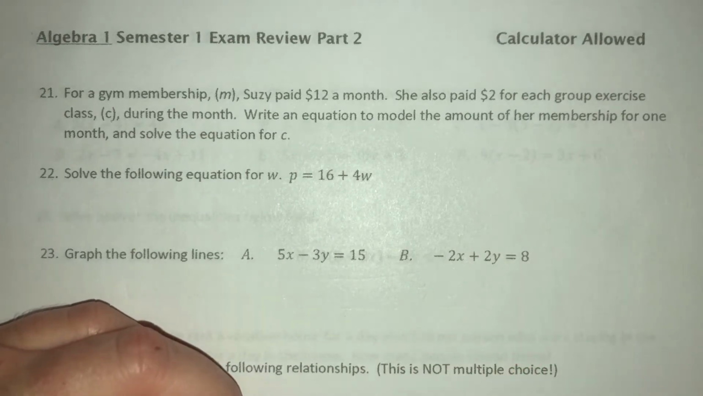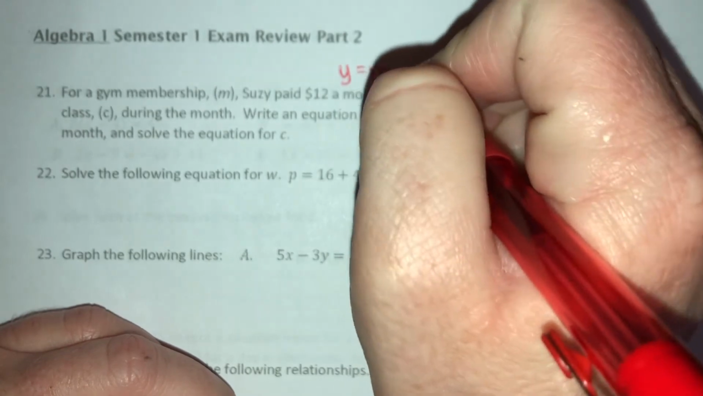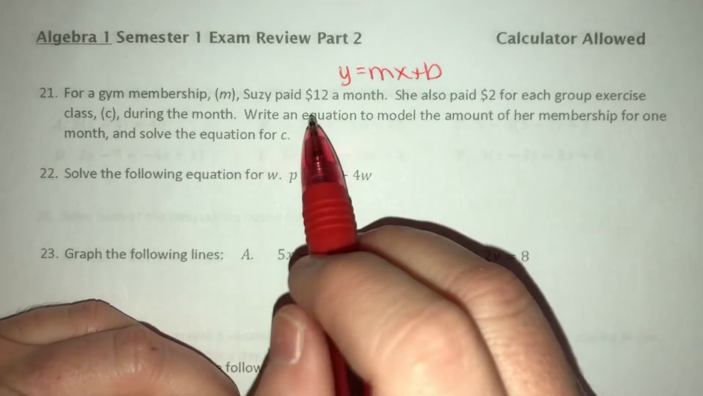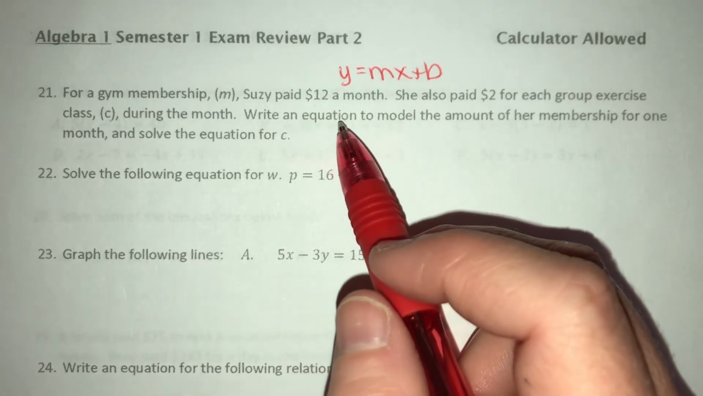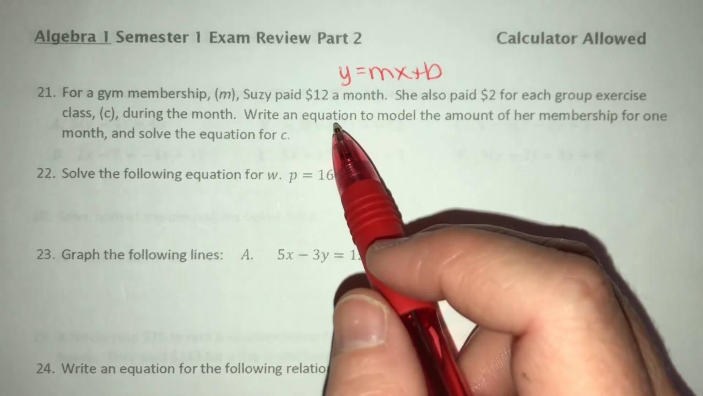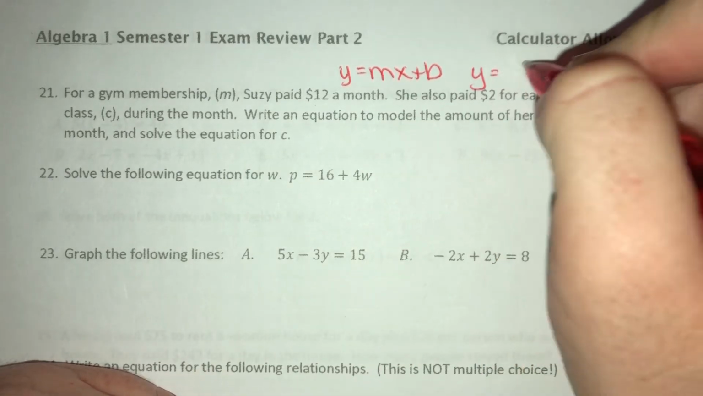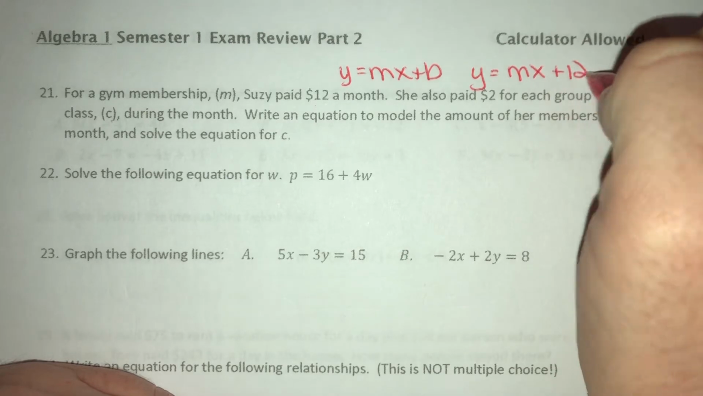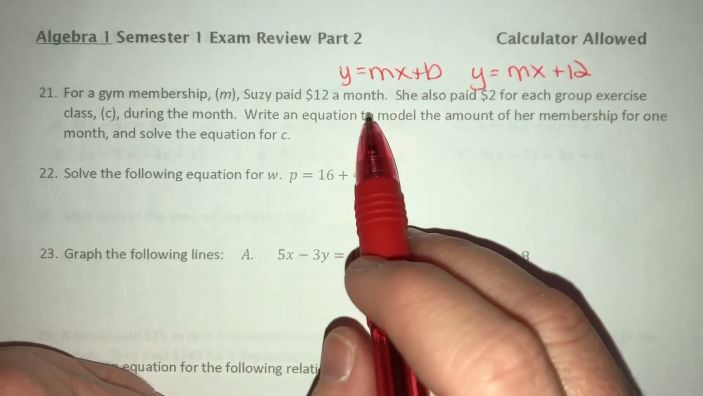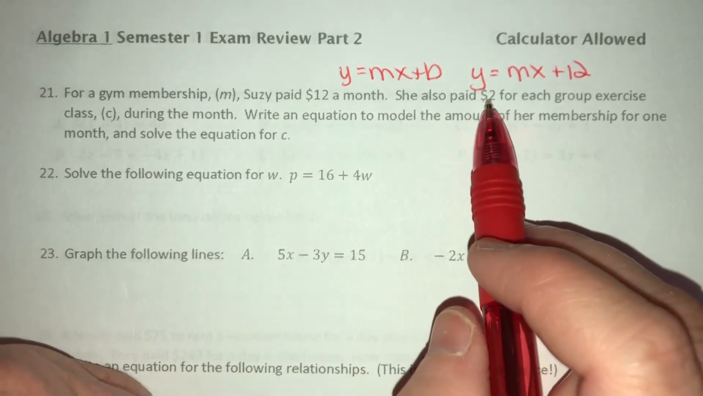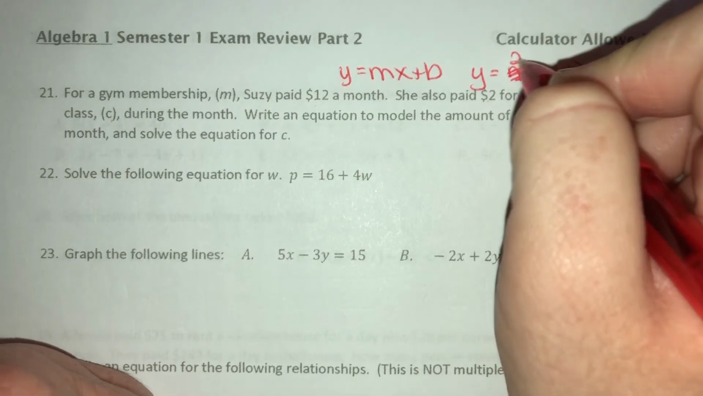All right, so I think of this as y equals mx plus b, right? So she pays $12 a month no matter what. In 1 month, she pays $12 no matter if she never comes or if she comes all the time. Doesn't matter. So she pays a flat $12. So that's y equals mx plus 12. And then, depending on how many classes she takes, she pays another amount. So she pays $2 per class, right? So this m becomes 2.